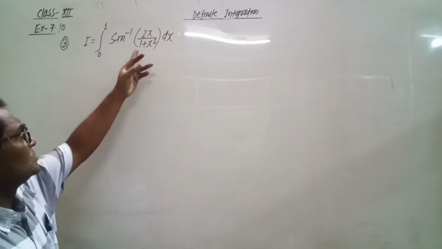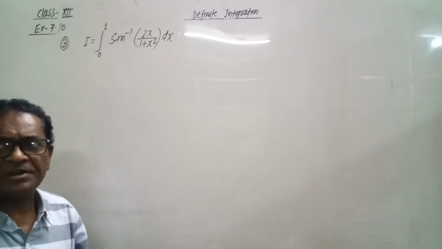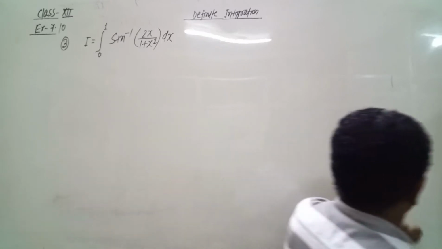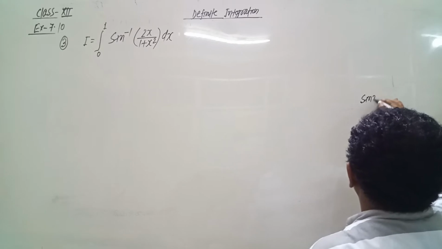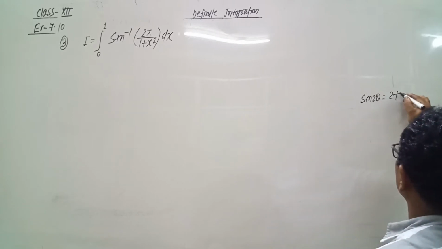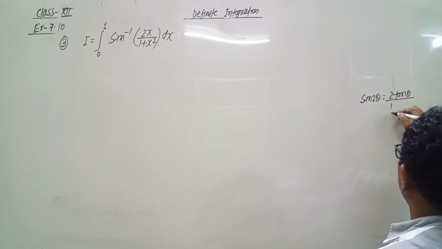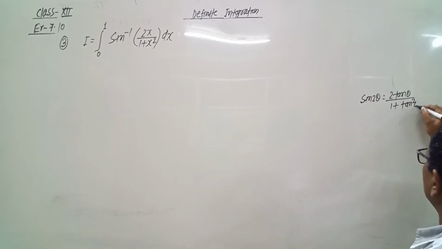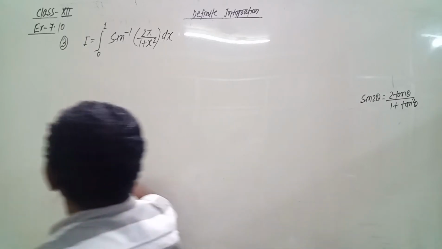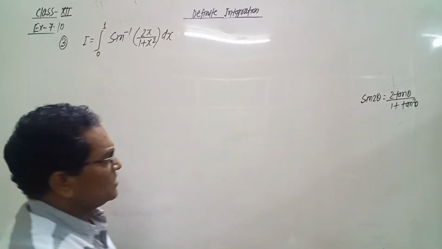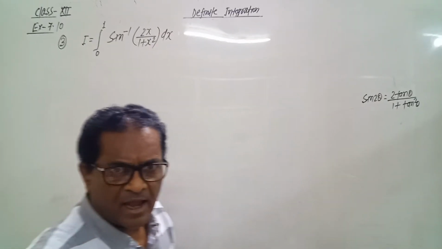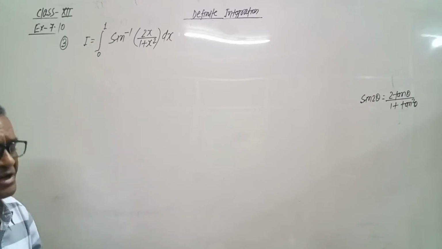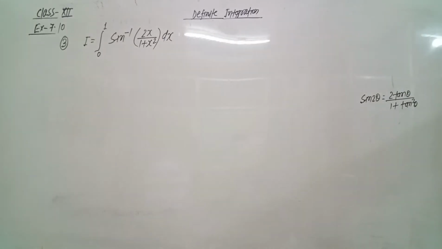So this is the form sine inverse of 2 tan theta upon 1 plus tan square theta. We know that sine 2 theta is equal to 2 tan theta upon 1 plus tan square theta. So when we put x equals to tan theta, we get the expression 2 tan theta upon 1 plus tan square theta, and we can write sine 2 theta. Then sine and sine inverse get cancelled and it remains 2 theta.